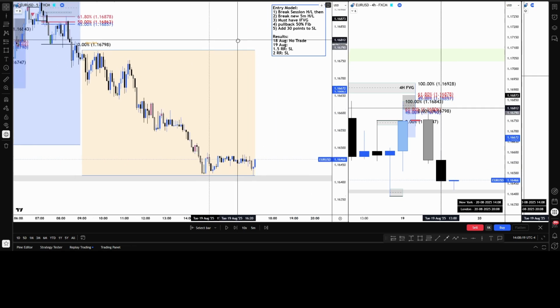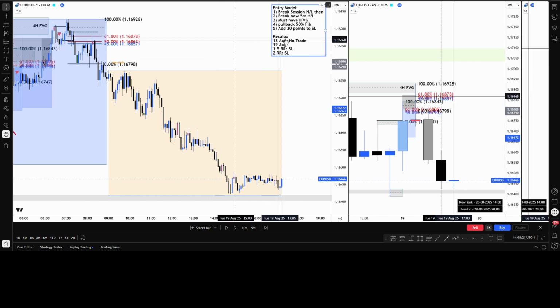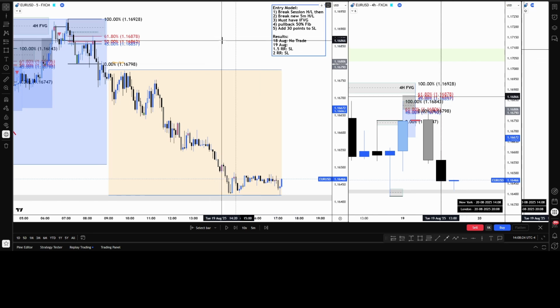So yeah, that's me for the back test of 18 August, Tuesday for EURUSD.